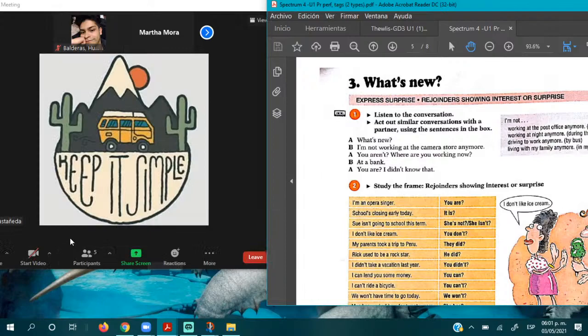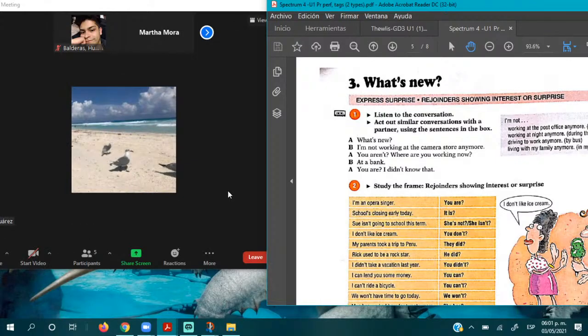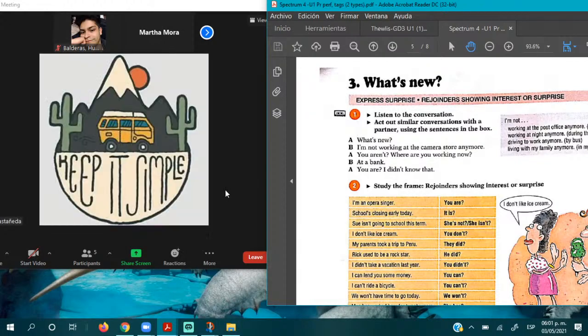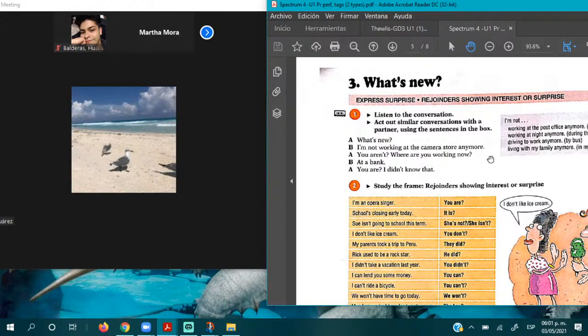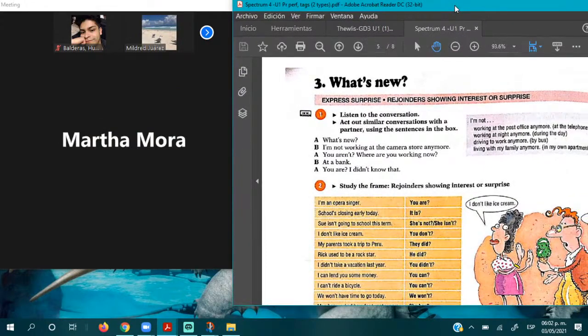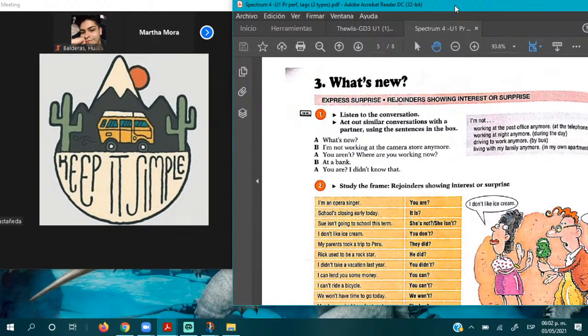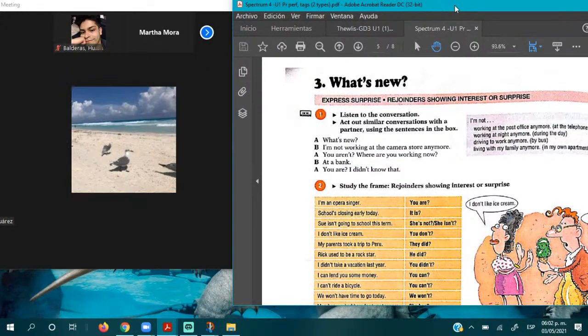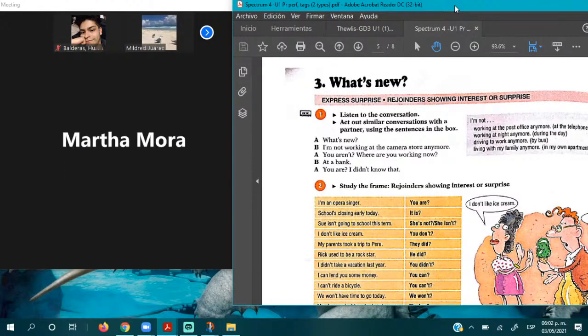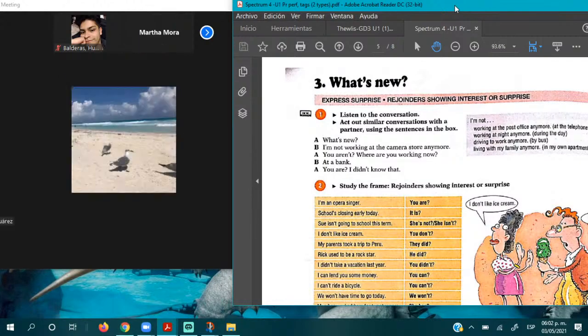So, what's new? I'm not living with my family anymore. You aren't? Who do you live with now? No. Where do you live now? Yeah. A present continuous, please. Present continuous. Where are you living now? In my own apartment. You are? I didn't know that. Do you see now that you need present continuous? Because if you don't, the question is not you are. It's you do. You see the point? Okay.